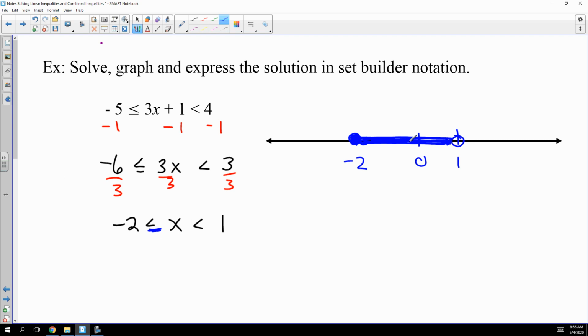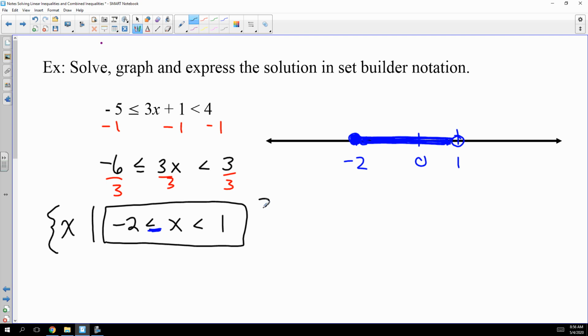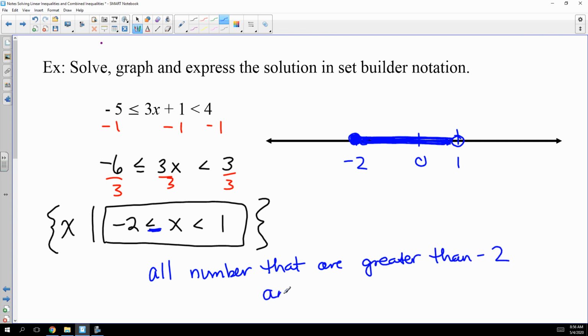And that's really what this means when you're trying to interpret this. In set builder notation, it's going to look like the set of all x such that, and you would just type that inequality in your box. That's probably all you're going to have to do. But it does mean all numbers that are greater than -2 and at the same time less than 1. Greater than, I should have said greater than or equal to -2, right? Or less than 1. Okay?